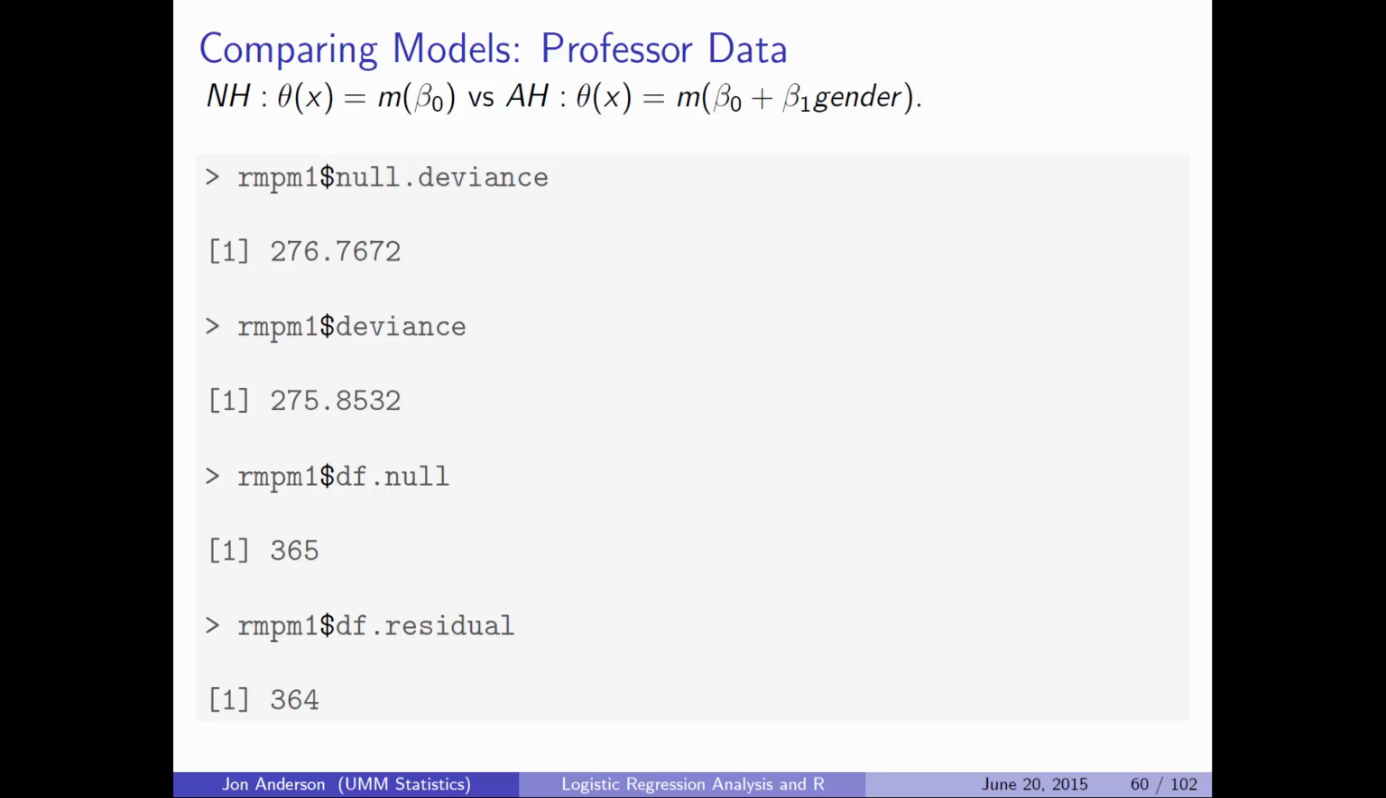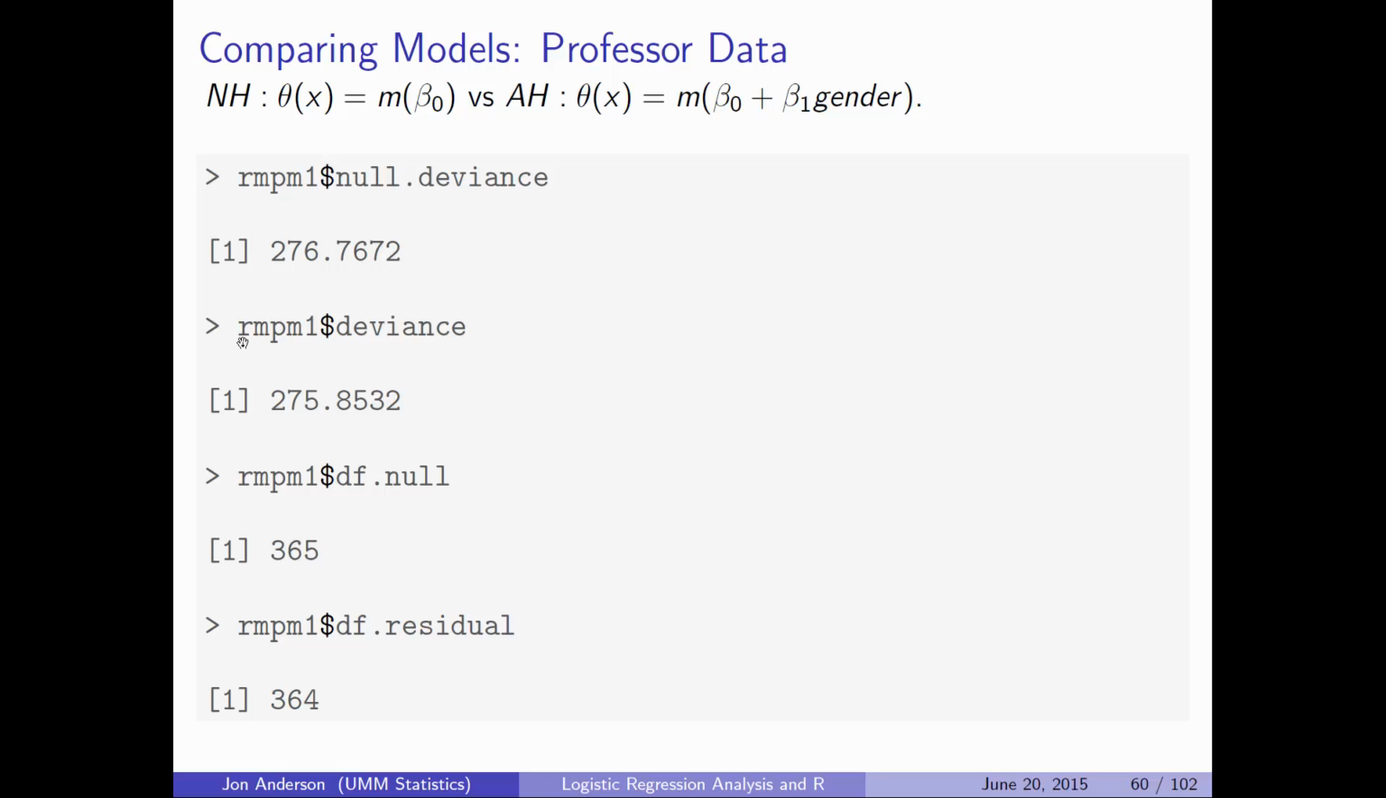Here's a quick example from the Rate My Professor data. The null hypothesis model says that gender is not helpful in predicting the probability of a pepper rating, and the alternative hypothesis says that gender does matter. Well, when we estimate the model with gender, we can ask for the null deviance, which means take out all the predictors. And what is the deviance function? Well, it takes on the value of 276.76.